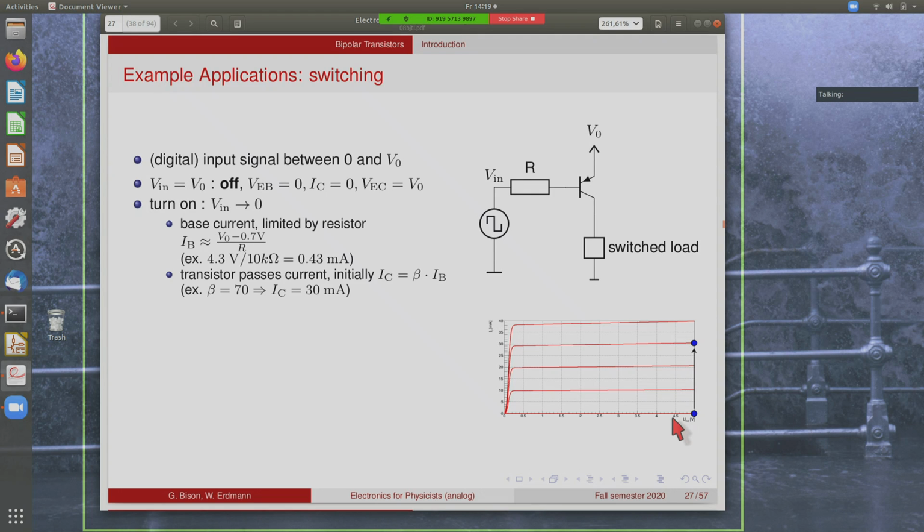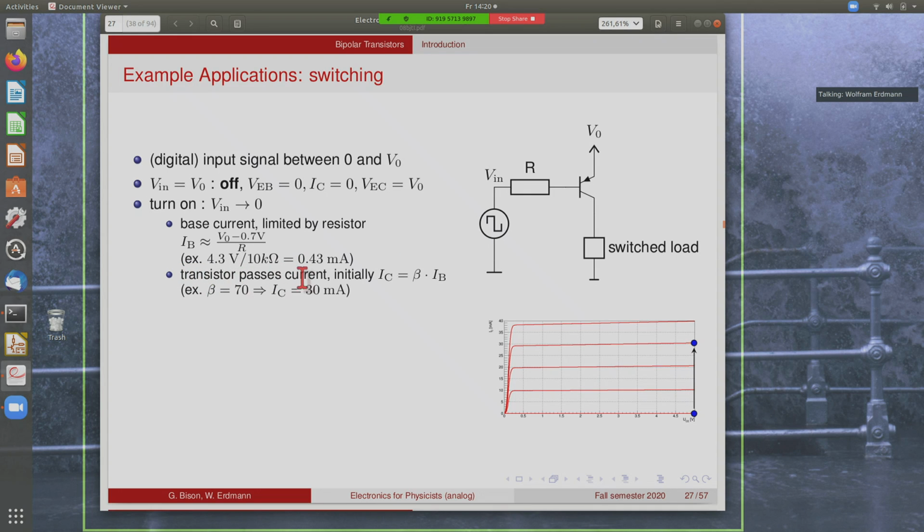Now, if you start to turn on the transistor by setting V in to 0, so we're pulling this resistor now down to ground, that means we'll have a current that can flow out of the base. So we have a base current now, which is given roughly by the difference of this supply voltage minus the diode drop here, the 0.7 volts, divided by the resistor. For instance, if you have a 5 volt supply and a 10K resistor, you'll have 430 microamp base current here flowing through the resistor.